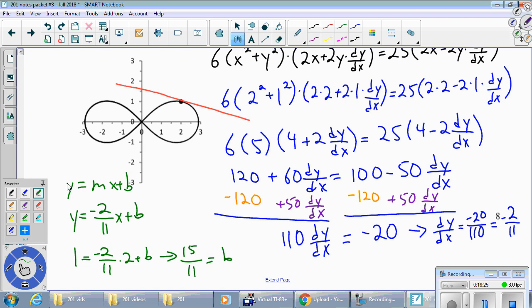And is that reasonable? So 15 11ths is, like around 1.5. And that sure looks good as a y-intercept. And so then the final answer for the equation of our tangent line here is y equals negative 2 11ths x plus 15 over 11.